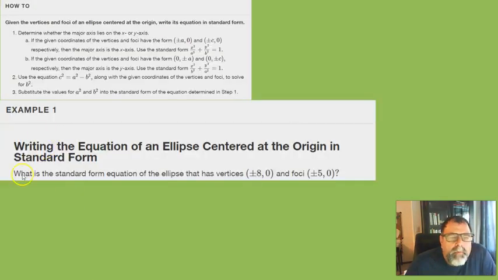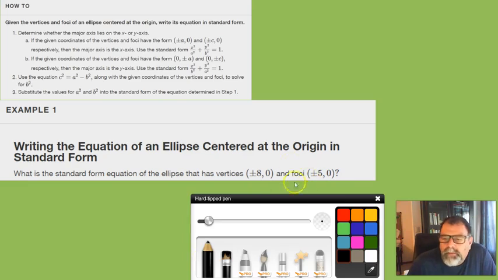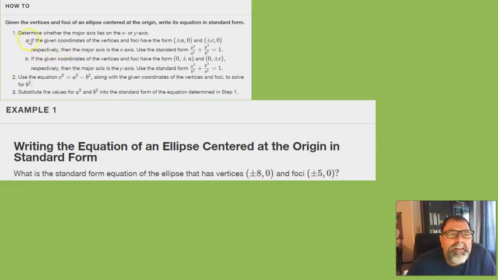Okay, so let's try example 1 here. What's the standard form equation of the ellipse that has vertices at plus or minus 8, 0 and foci at plus or minus 5, 0? I'm going to constantly switch between saying foci and foci; I say it all the different ways. Okay, so determine whether the major axis lies on the x or y axis. I always just do a real super rough sketch. So plus or minus 8. Let me try that again.